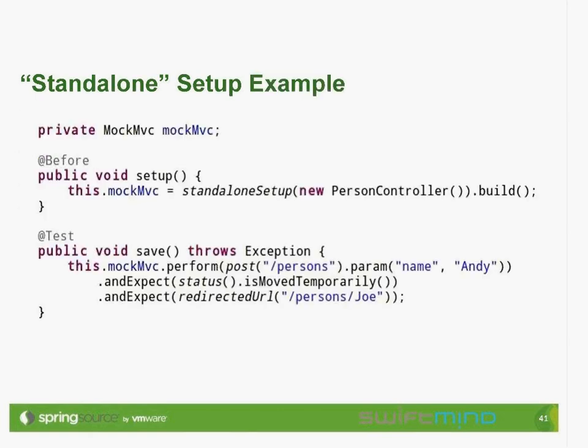And here is an example of what that looks like. Here you will see that we're using the standalone setup builder, and we're simply giving it an instance of a person controller, which is a controller class with the typical @RequestMapping annotations and so on. And that's pretty much all we need to do. Then we can start using it as usual.